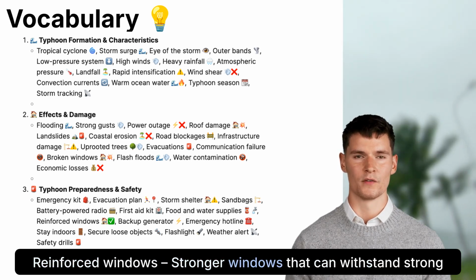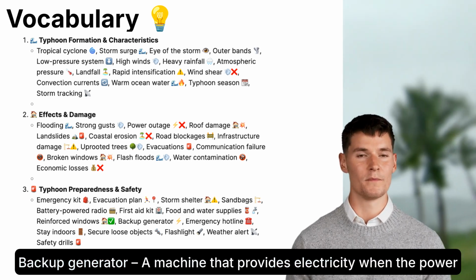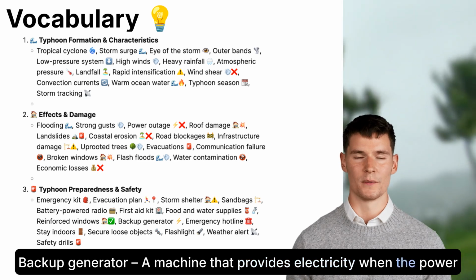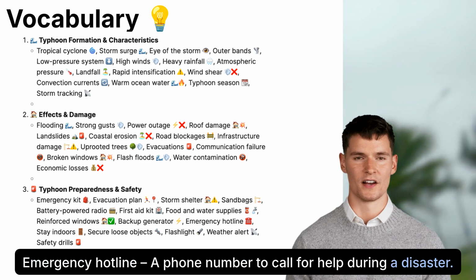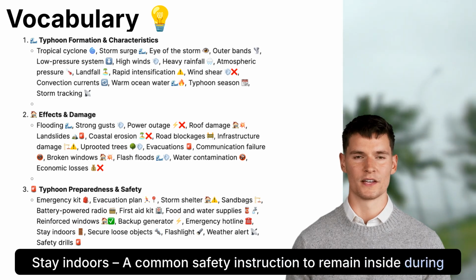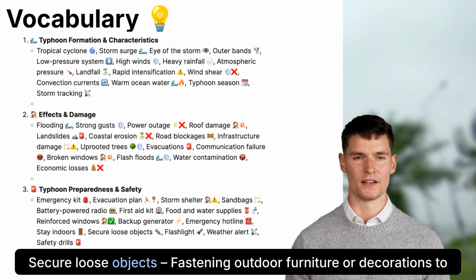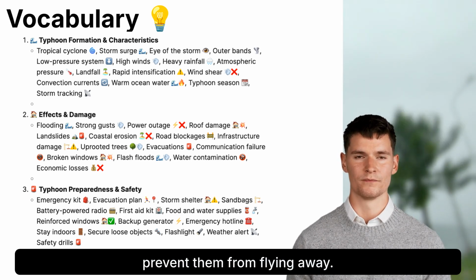Reinforced windows, stronger windows that can withstand strong winds and flying debris. Backup generator, a machine that provides electricity when the power goes out. Emergency hotline, a phone number to call for help during a disaster. Stay indoors, a common safety instruction to remain inside during a storm. Secure loose objects, fastening outdoor furniture or decorations to prevent them from flying away.